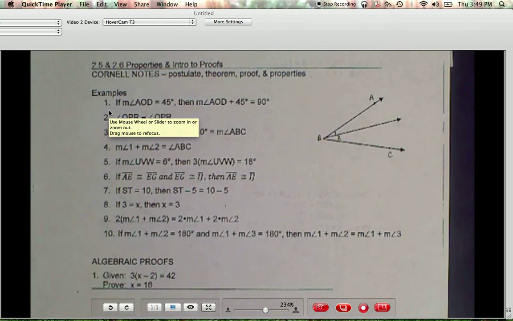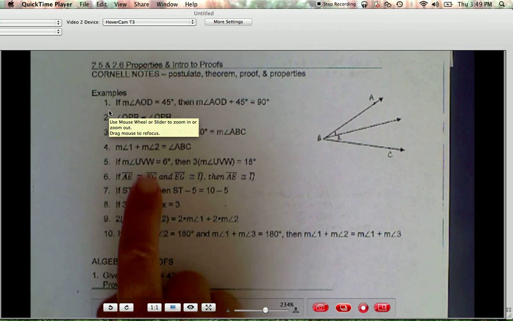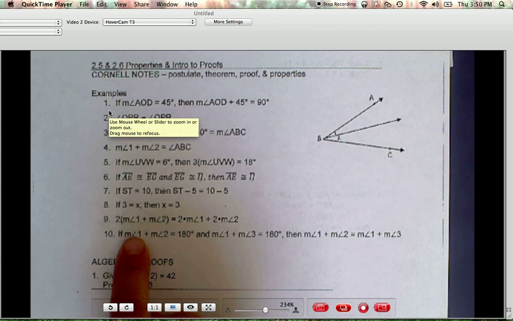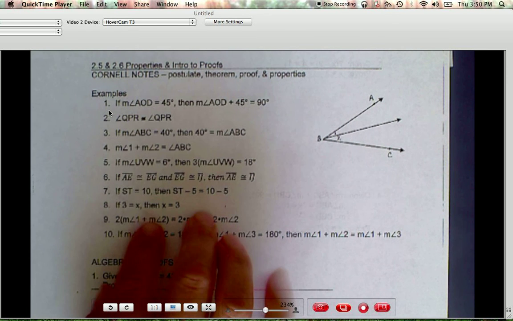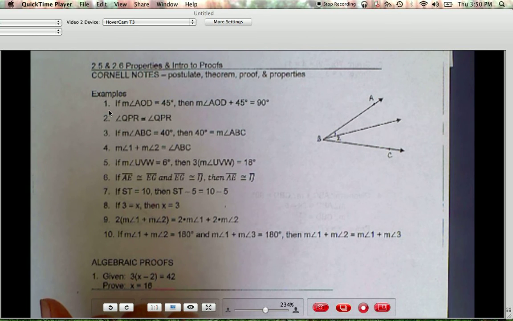Now let's continue on with our algebraic proofs. I'm hoping that you have your best guess on 1 through 10 using the Cornell notes, and bring those to class with you tomorrow, and you and your partner can decide on exactly what the final answers will be to submit to me in class.